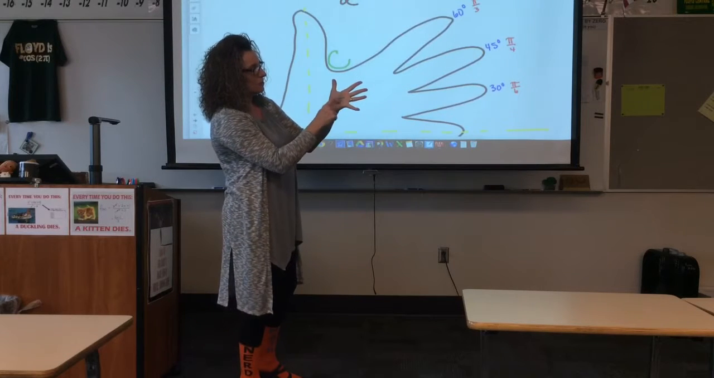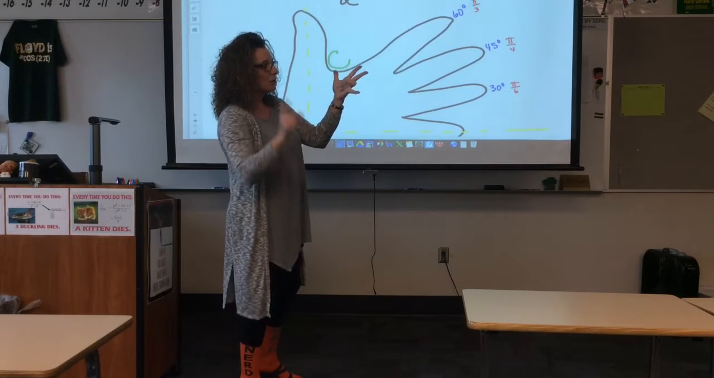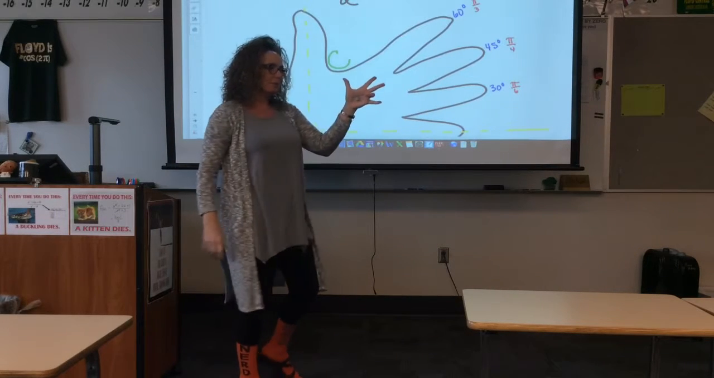Sine are the fingers below over 2. Cosine are the fingers above over 2. Tangent, radical below over radical above. Forget the 2.